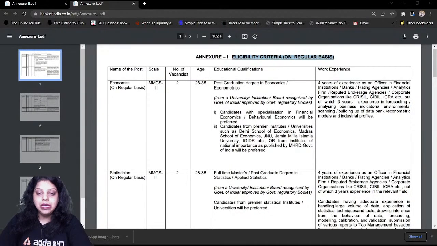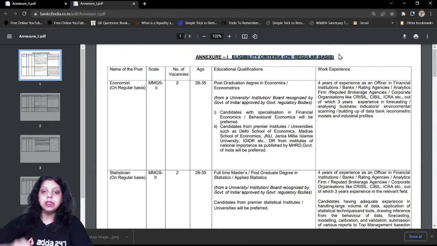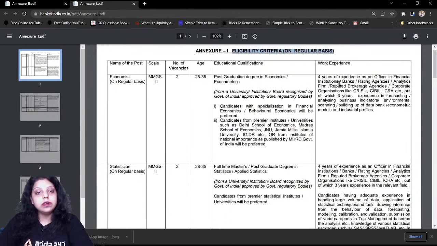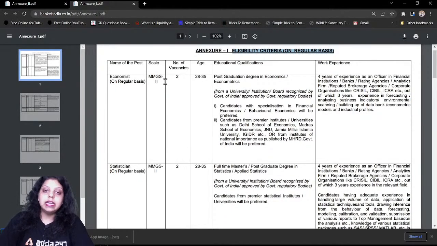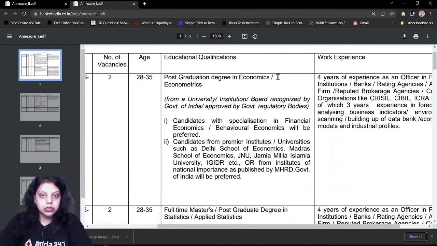Whenever you are checking the eligibility criteria, do make sure you are eligible for regular or contractual basis. Okay. Now when it comes to eligibility criteria on regular basis, first we have Economist. In Economist, the number of vacancies is 2 and the age is given here. Now to apply for the Economist, you should have a post-graduation degree in economics or econometrics from a recognized university. That is simple.